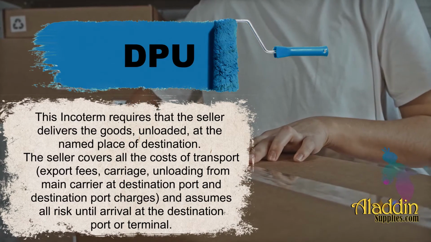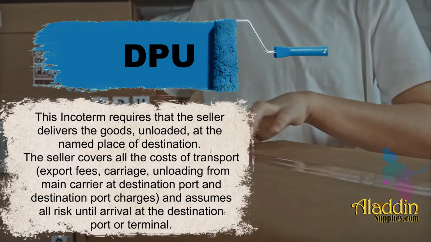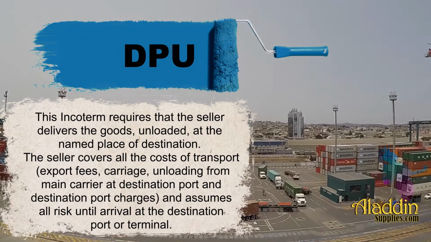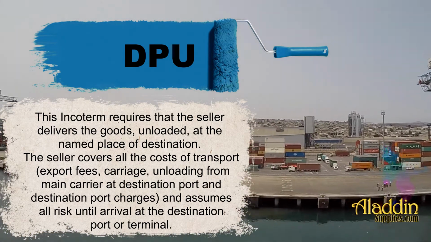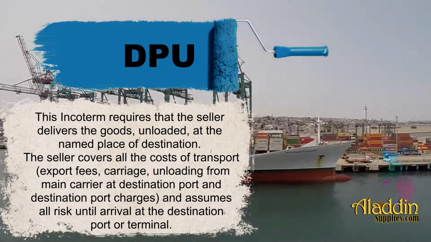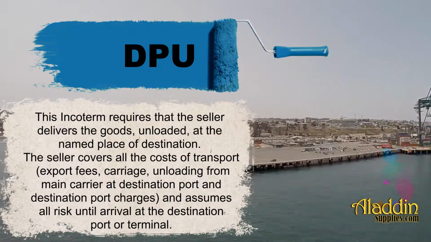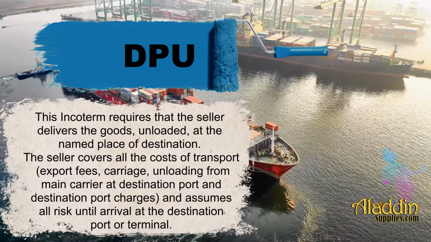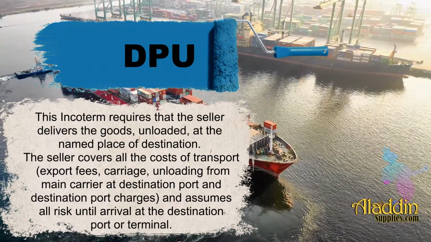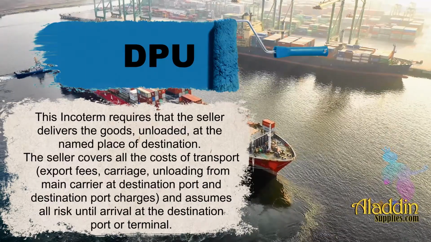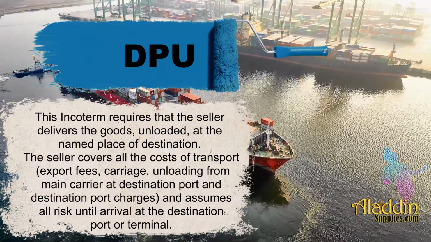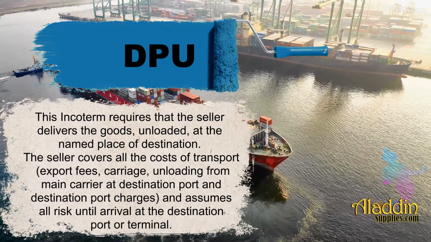Another term we have here is called DPU, which stands for Delivery at Place Unloaded. The seller in this term delivers the item to the destination, and this destination is assigned by the buyer. This destination could be the port or the airport or a land border. All the risk of delivering the item to this destination will be on the seller. Once it reaches this destination, the risk moves from the seller to the buyer.